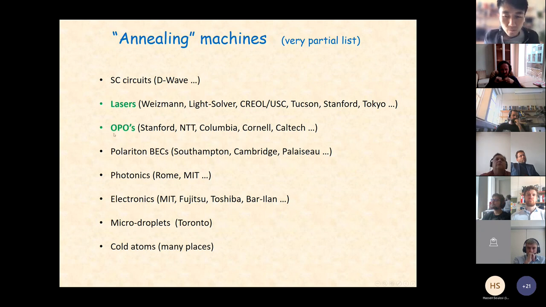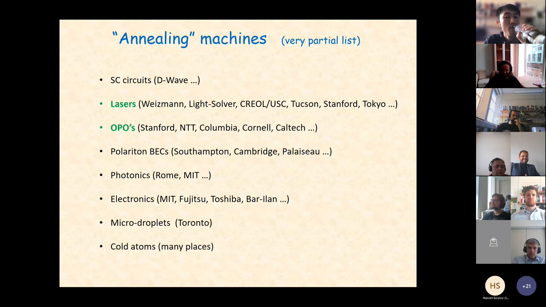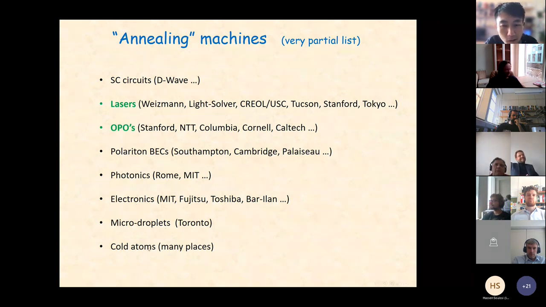OPOs, as I mentioned, to map the Ising spins, are at Stanford, NTT and several others. By the way, all these places are actually ex-Yamamoto students. So you see this work, even if he didn't generate a good solver, he generated a lot of academic positions for the people writing the paper. So it's already nice. And a large variety: photons, electrons, and would you believe even micro droplets can be used to compute, and of course cold atoms. And there are many others.